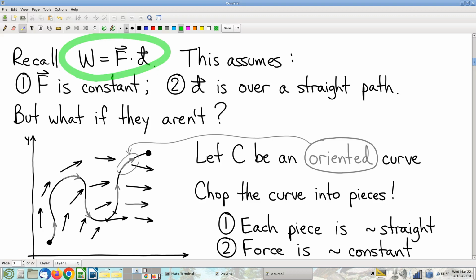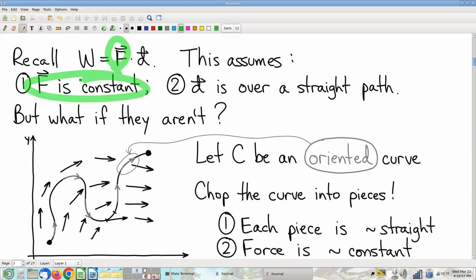Now hopefully y'all remember work from chapter 1, force dot displacement. And so here's the problem. That formula makes certain assumptions. This formula assumes that your force is constant across the entire displacement. It isn't always in the real world. In the real world, you can have forces that vary wildly. So this formula doesn't work when you have a non-constant force. So we're going to have to figure out how to deal with that.